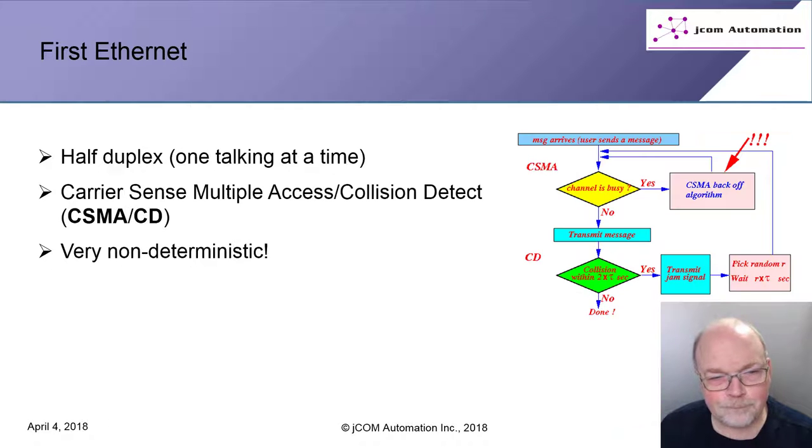CSMA/CD. Now, what does that mean? What that means, and it's shown here, is that one device would send out a message, and if it sensed a collision, it would back off a random amount of time and then try transmitting again. So it would send out a message, so it was multiple, and different nodes on the system could each send out a message whenever they wanted, multiple access. Collision detect, it would sense that there was a collision, and then it would retransmit.